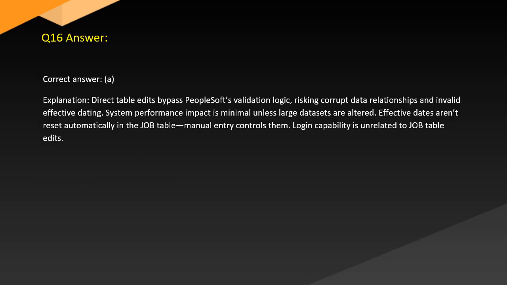Answer. Correct answer: A. Explanation. Direct table edits bypass PeopleSoft's validation logic, risking corrupt data relationships and invalid effective dating. System performance impact is minimal unless large datasets are altered. Effective dates aren't reset automatically in the job table. Manual entry controls them. Logging capability is unrelated to job table edits.